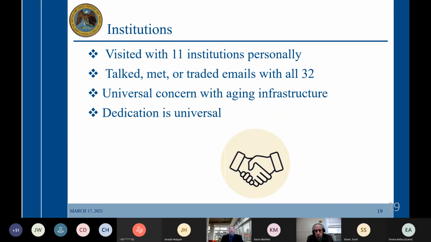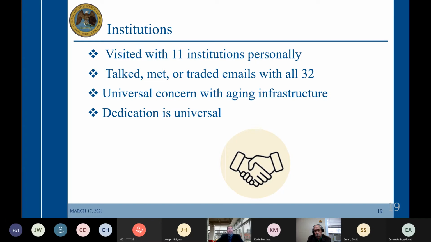So, as most of you know, I was in New Mexico at the time. I was able to get to 11 institutions personally, which was really exciting to me to get to visit all the schools. I've been in higher ed my whole life, and this was just the fun part of the work. I contacted all 32, talked, met, or traded emails.